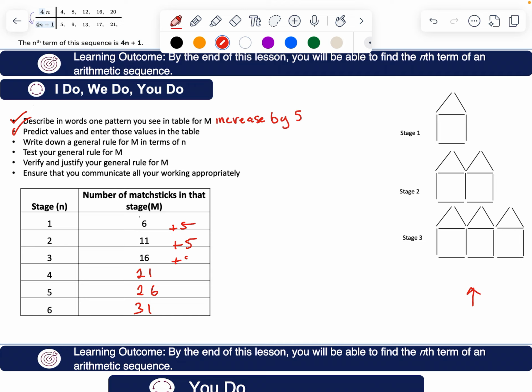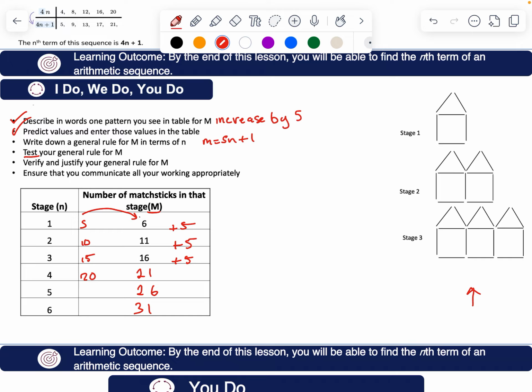Write down the general rule. Well, this is an arithmetic sequence because the difference doesn't change. So that means my rule here, and I'm going to use their letters, is M equals 5n, because that's the difference. But then if we wrote the 5 times table out here, 5, 10, 15, 20, that is not actually what we've been given. It's this one, so we have to add 1.